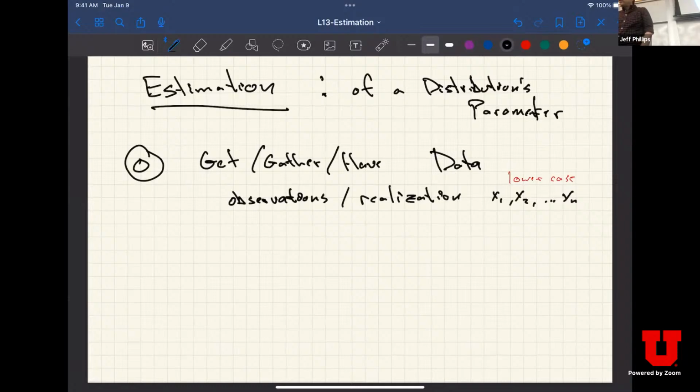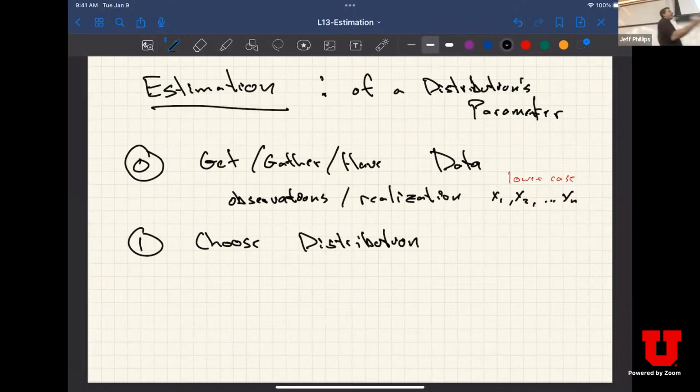Then you have to choose a distribution. Okay, so I'm going to say when I'm estimating the parameters of a distribution, well, I have to have something to use to make the estimation. That's the data. But I also have to know what distribution am I estimating the parameters of, right?